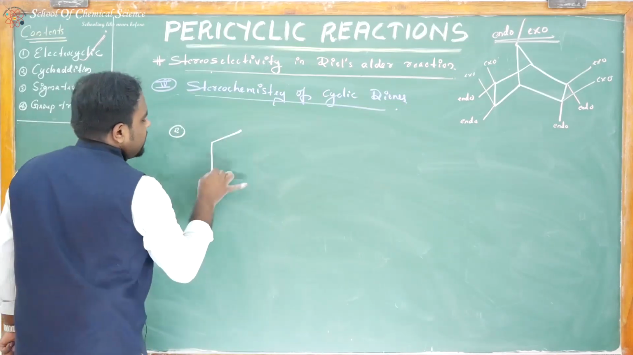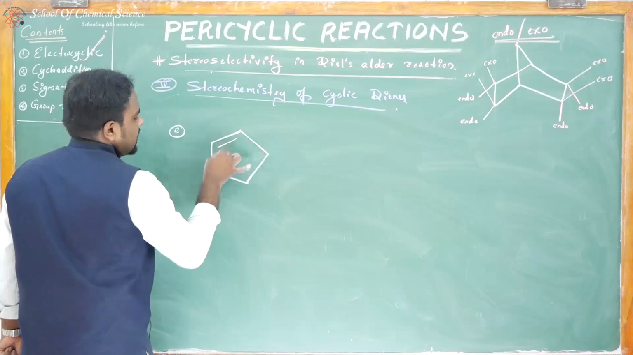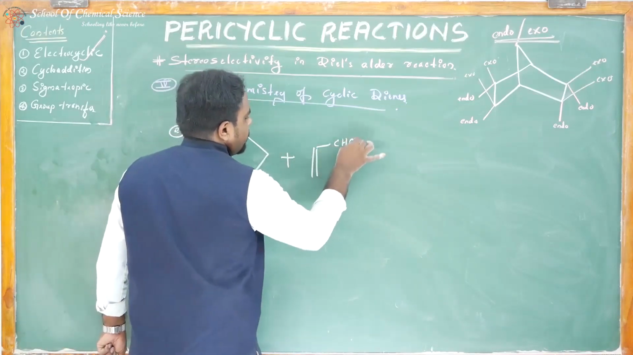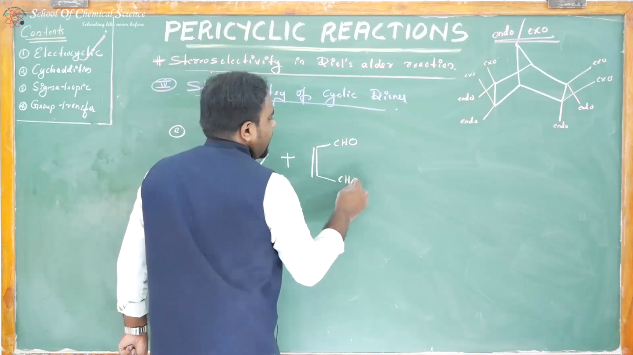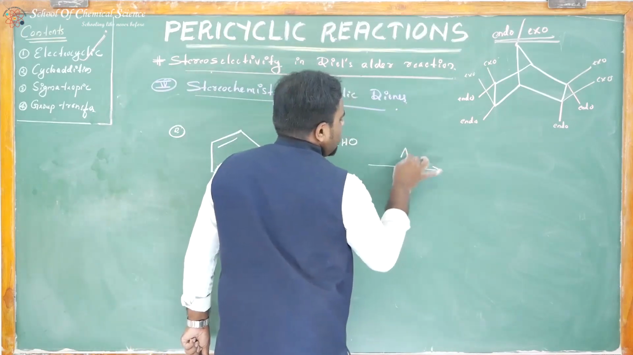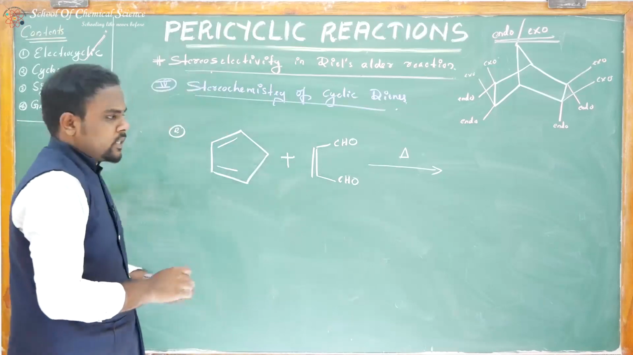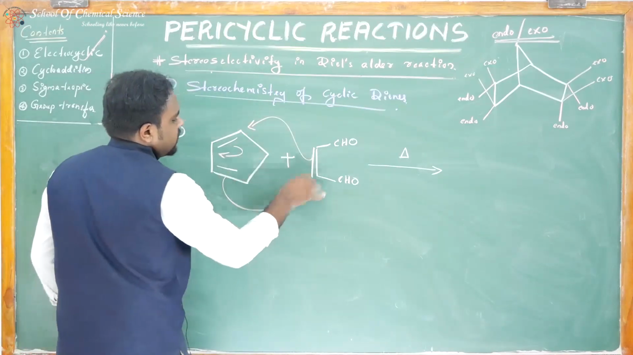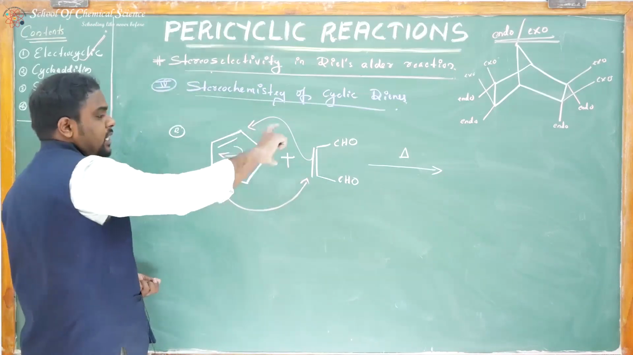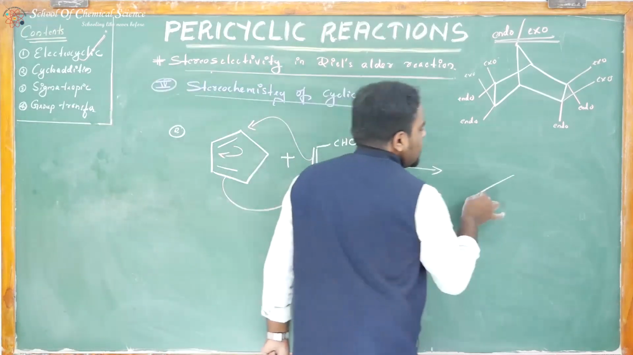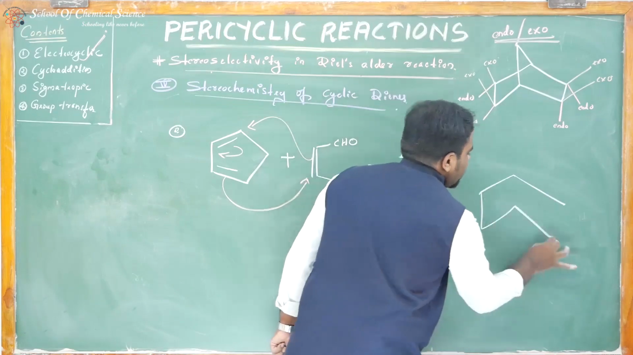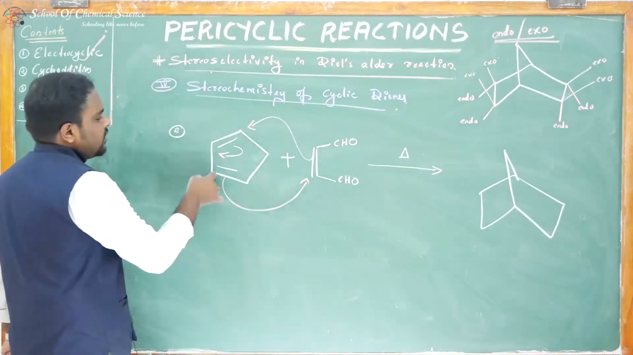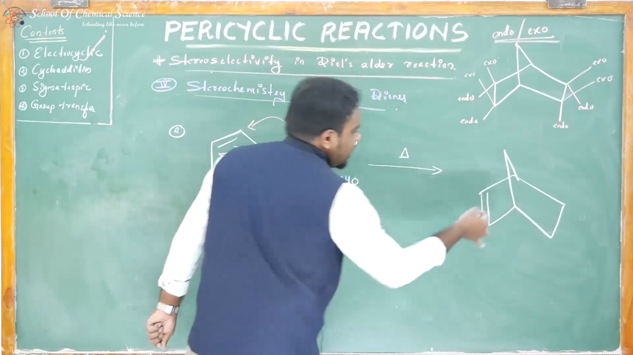A cyclic diene plus a dienophile under thermal condition. What will be the product? This is the product, a 6-membered ring with a bridged carbon. The product is a Norbornene system. Between these two carbons, a pi bond is there.